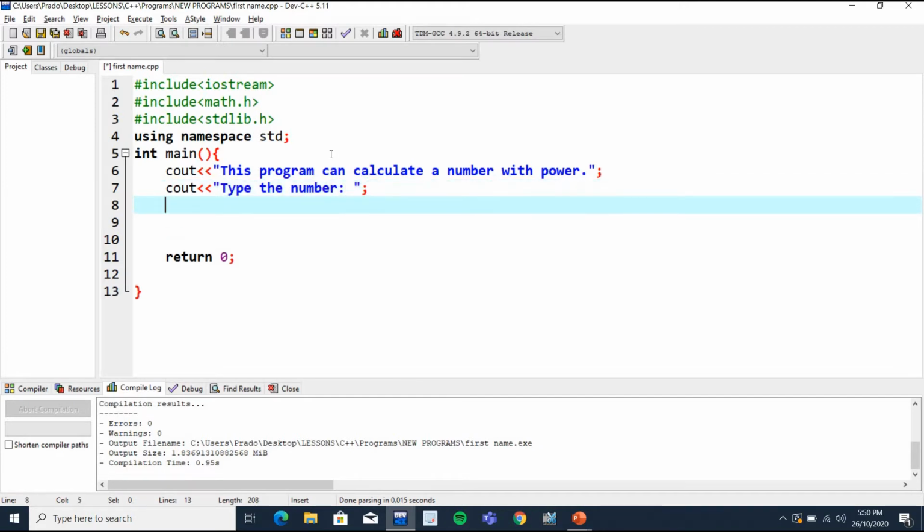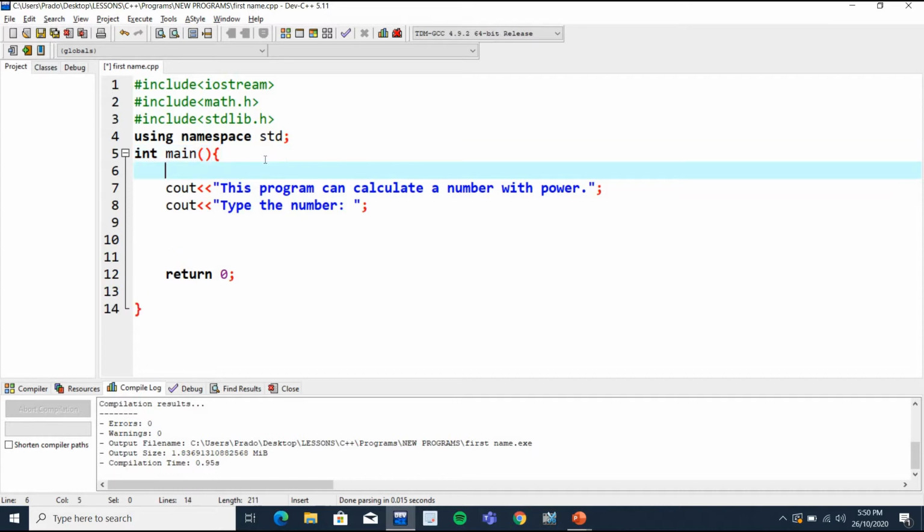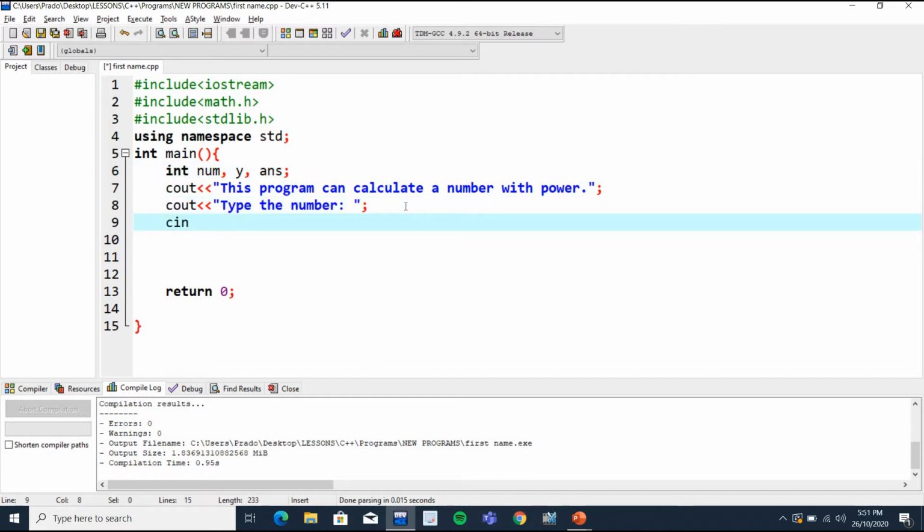Semicolon. So, ayan. Nakalimutan natin siyang i-set yung mismong mga variables na gagamitin natin. So, gagamitin po natin is int num for the number, and then int power, or int, mas okay kung y na lang po yung gagamitin natin. So, int num and then y for the power, and then next po is yung answer or saan natin ilalagay yung mismong sagot. So, cout, type the number, and then cin, saan po natin ilalagay si number? So, sa may num.